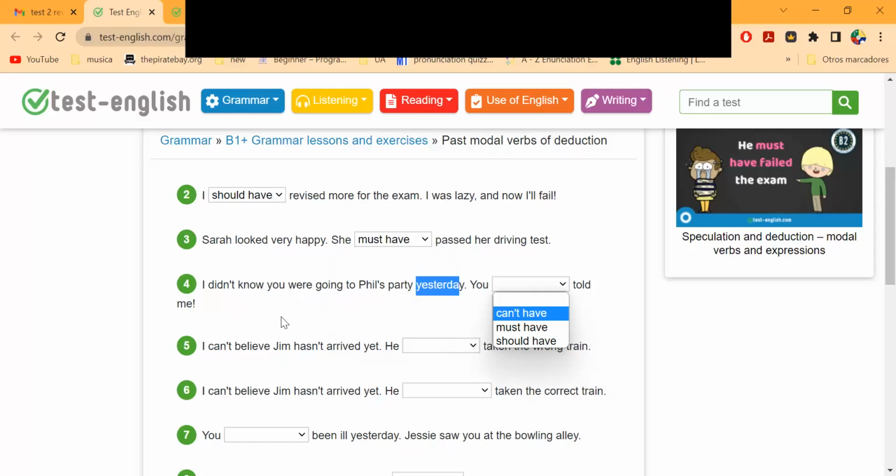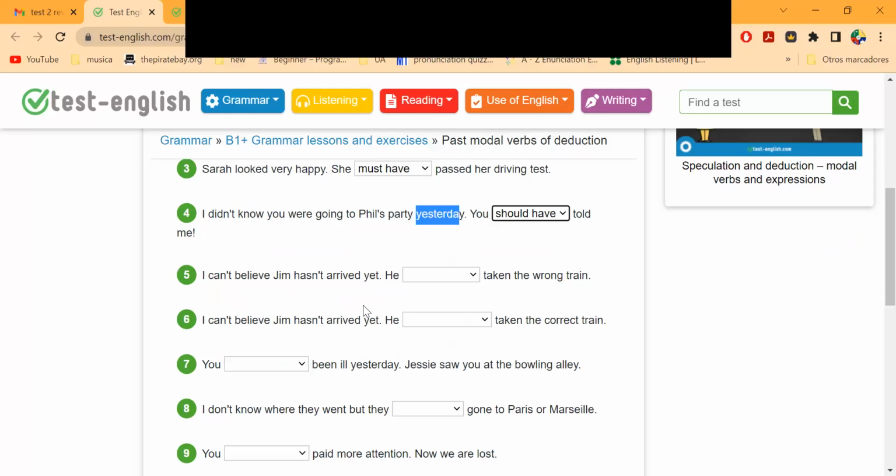Esta es la polola. O el pololo. You must. Yeah. Redondo, ¿no es cierto? I didn't know you were going to Phil's party yesterday. You should have told me.